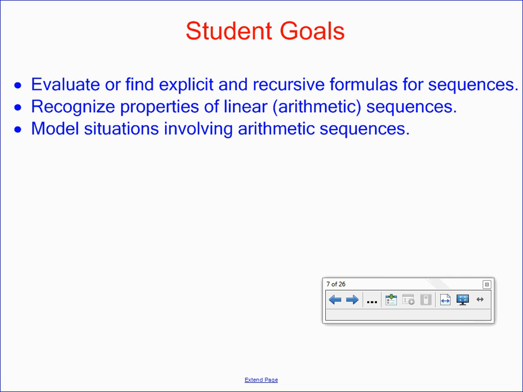Right now, I want you to focus in on your objectives for the day. Our last new content in Unit 2 will involve arithmetic sequences. We're going to figure out what makes a sequence arithmetic, instead of just a regular sequence that you saw in last class's introduction to sequences. We're going to find explicit and recursive formulas for arithmetic sequences. We'll apply those to some real-world scenarios. And then we're going to recognize the properties of linear or arithmetic sequences.